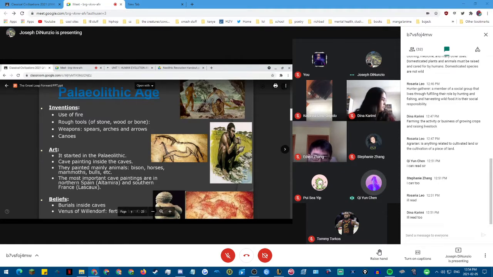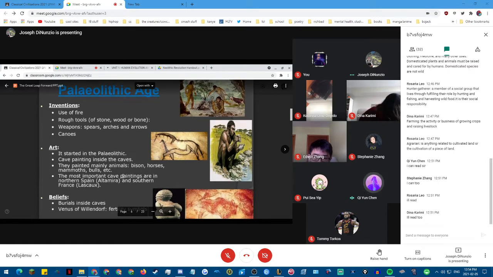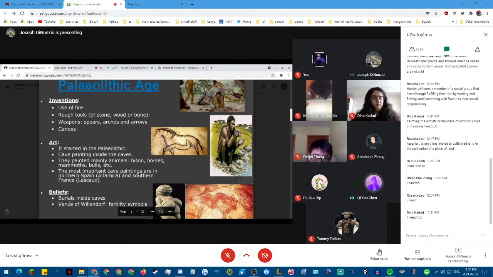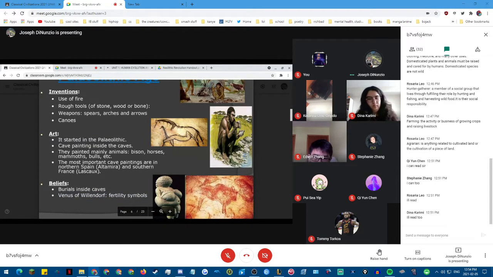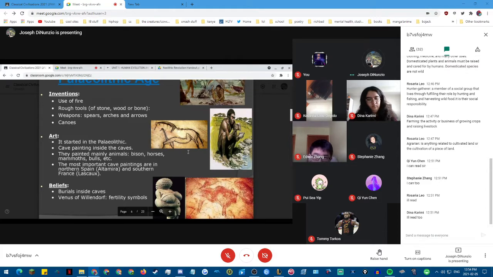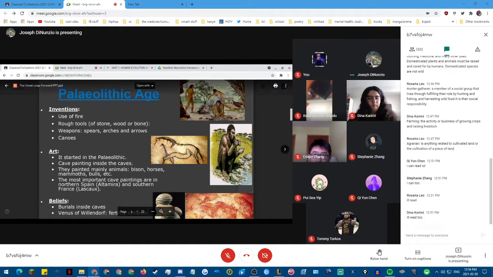And they had beliefs, they had burials inside of caves, and the Venus of Willendorf, which was a symbol of fertility. Yeah, that's this symbol right here. And this is the Lascaux cave here. You can see some of the Paleolithic man using stone tools here. And again, Paleolithic just means Stone Age, right? Early Stone Age.